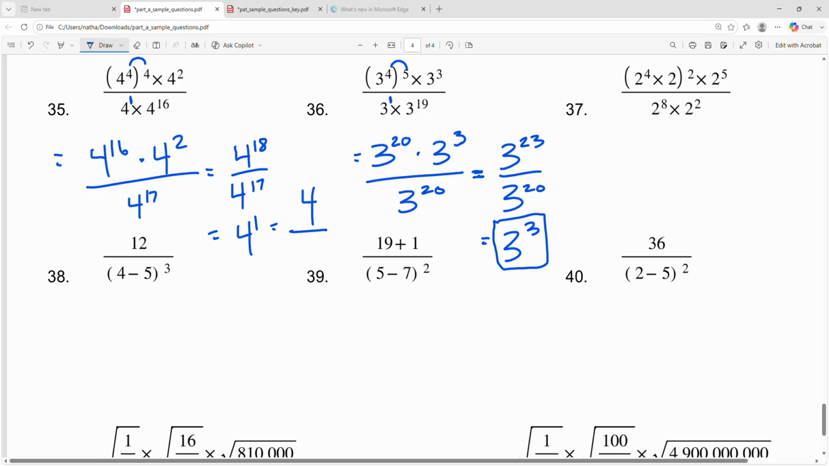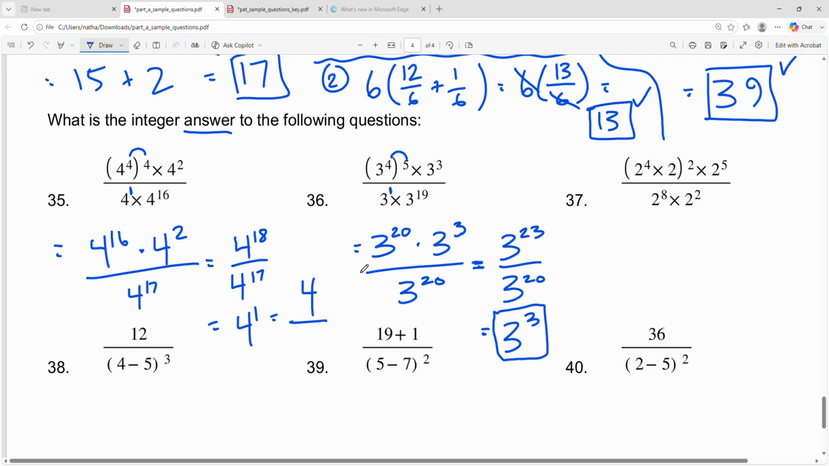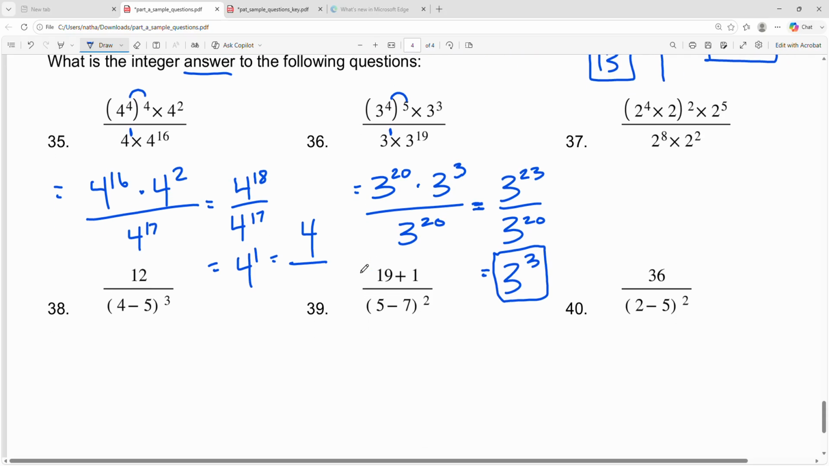Now, let's see, it did say answer. So we need the actual answer. So we're not done yet, okay? So we have to actually calculate that value. So 3 cubed is going to be 3 times 3 times 3. I'll let you calculate that yourself, but you should get 27. 3 times 3 is 9. 9 times 3 again then is 27. Okay, there we go. Next one.